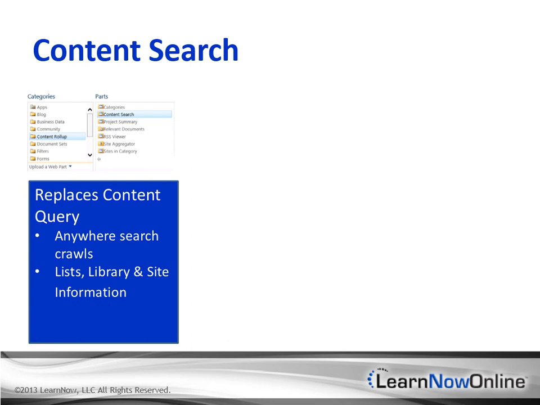So, instead of having to jump through all of those hoops, now you have a single place to be able to build a query that is able and available across anywhere that the search crawls. So that could be across different farms if you have that many places to look. And also now it goes across lists, libraries, and site information, where the Content Query web part only could do list information.